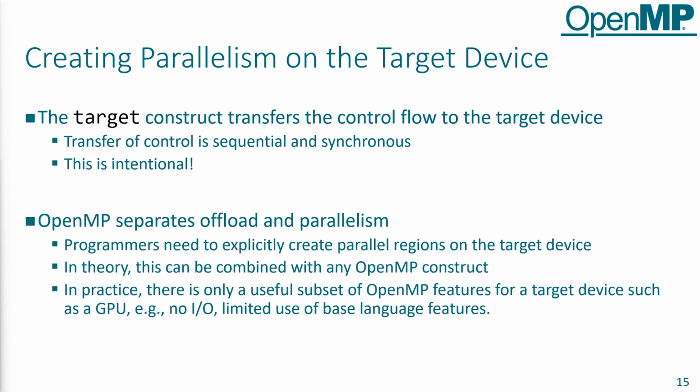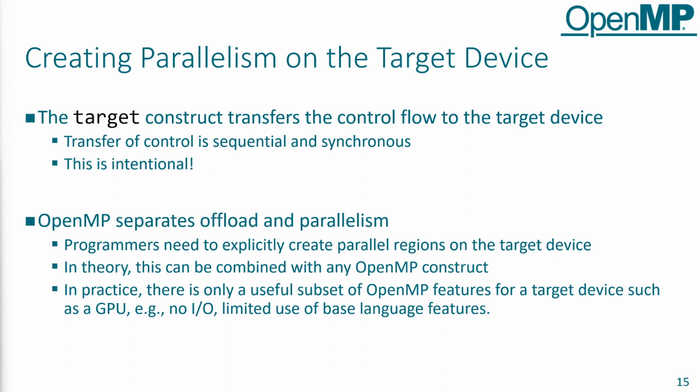Right? So we want it to be flexible, at the expense that now programmers have to explicitly create parallel regions on the target device. But on the other hand, we gain this flexibility that OpenMP can use not only GPUs, but also FPGAs or other offload devices that we probably don't even know about yet. So in theory, you can combine this with any OpenMP construct. If you have a device that is good at tasking, you can actually use OpenMP tasking instead of plain old data parallel loops.